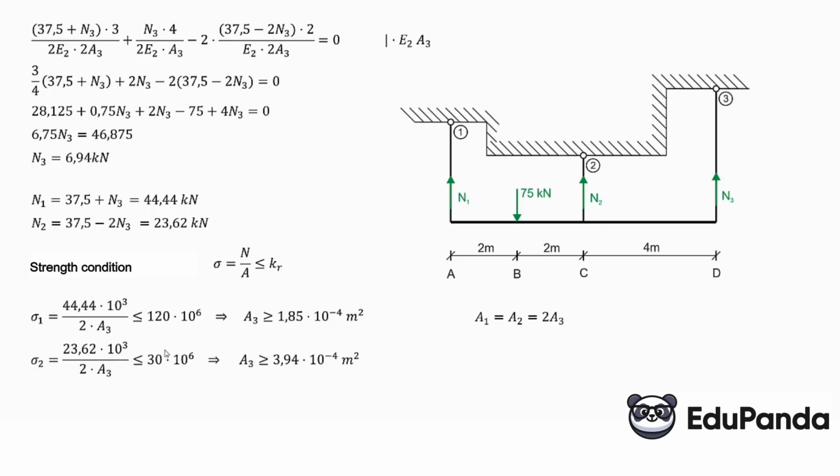The second rod, I remind you, was copper, so here the force in the rod is 23.62 kN. A2 is also 2 times A3, so it is 2 times A3. And it must be less than or equal to, but now we take the tensile strength of copper. From this condition, we have that A3 must be greater than or equal to 3.94 times 10 to the power of minus 4 square meters.